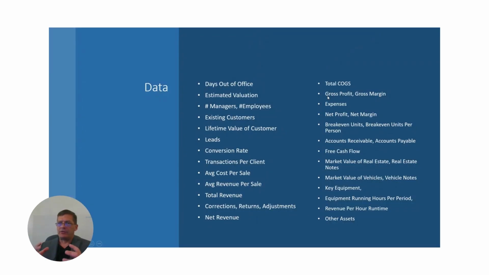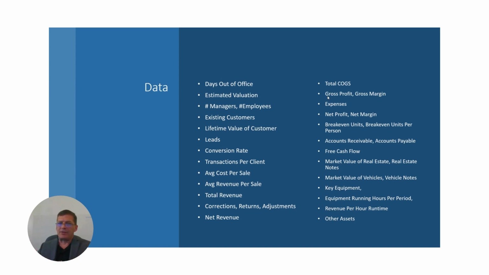So the Simple Scorecard is a tool that contains 40 different metrics concerning your business performance and your performance, including things like days out of office, your estimated valuation, numbers of employees, existing customers, lifetime value of those customers, how many leads you're generating on a regular basis, the conversion rate of converting those leads into paying customers, inputs to your profit and loss statement, such as your revenue, your expenses, the cost of goods sold.